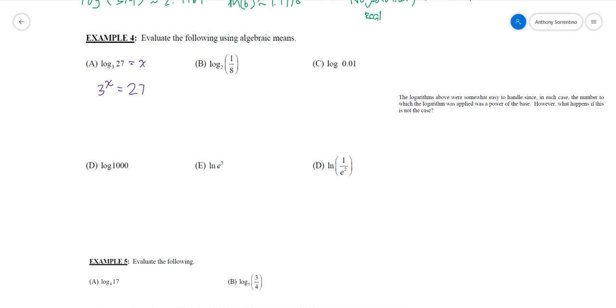Now 27 happens to be a perfect power of 3. As a matter of fact, it's 3 to the third power. So if I have 3 to the x power equals 3 to the third power, that means that x would have to equal 3. So try that for part B. What's the answer to log base 2 of 1/8?